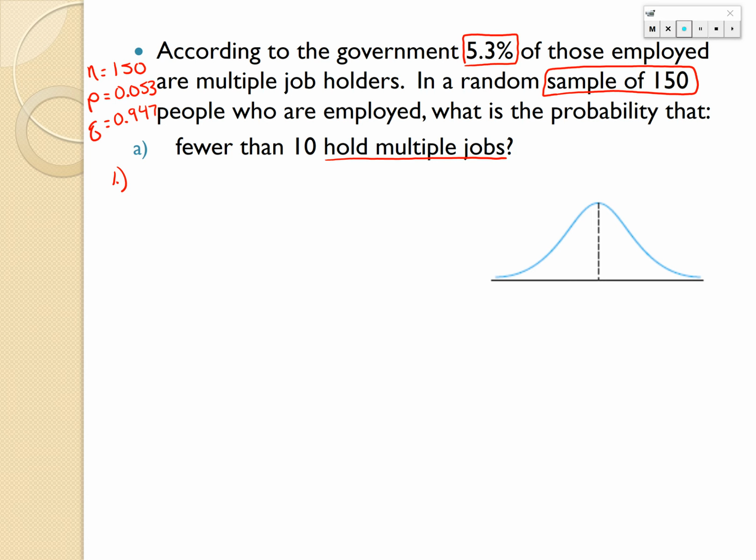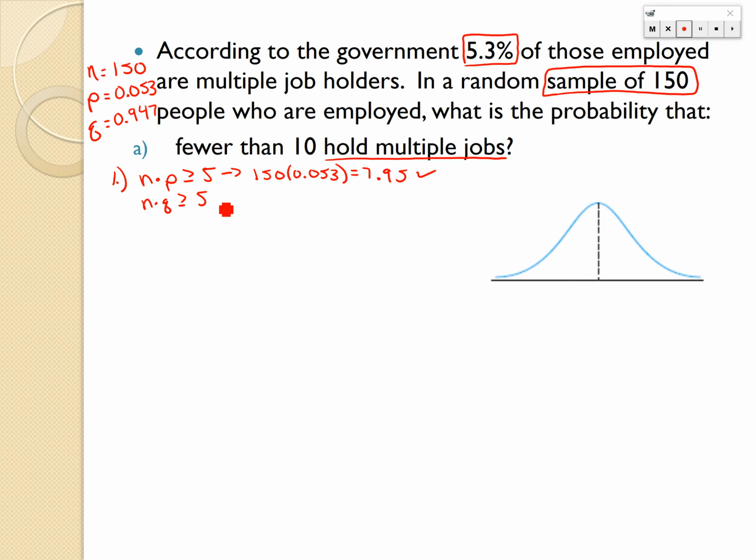Step 1 says we need to make sure that n times p is greater than or equal to 5, and the same for n times q. So let's fill in the blanks here. We have 150 times our 5.3%, and we get 7.95. So that checks. That's greater than or equal to 5.